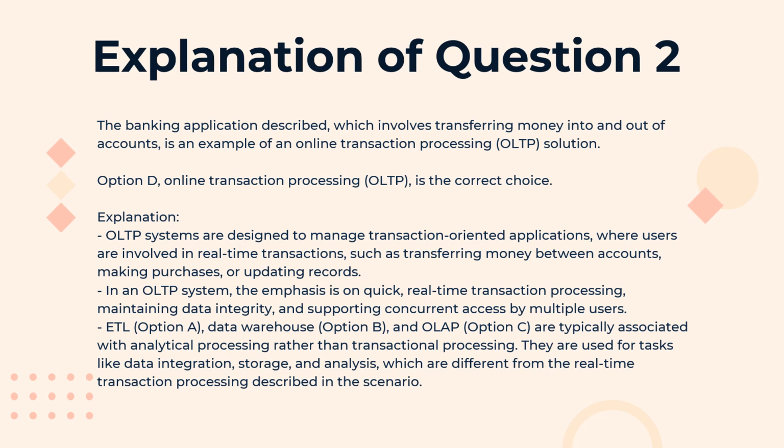Option D, online transaction processing, OLTP, is the correct choice. Explanation. OLTP systems are designed to manage transaction-oriented applications, where users are involved in real-time transactions, such as transferring money between accounts, making purchases, or updating records. In an OLTP system, the emphasis is on quick, real-time transaction processing, maintaining data integrity, and supporting concurrent access by multiple users.